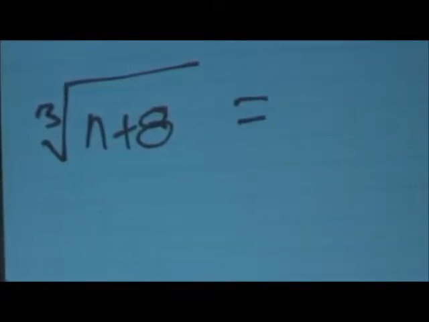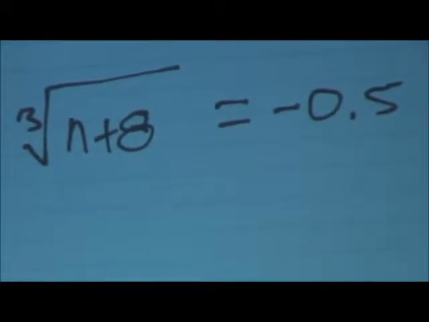The question says a number n is increased by 8. So we can just simply say n plus 8. If the cube root of that result equals -0.5, what is the value of n? So another way of saying that is solve for n, right?